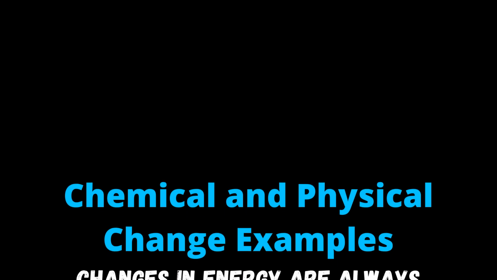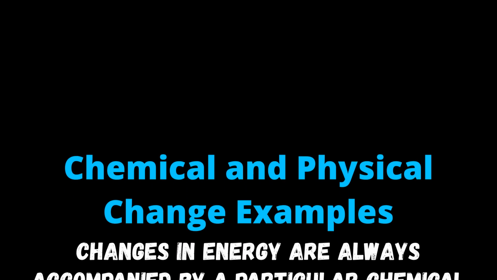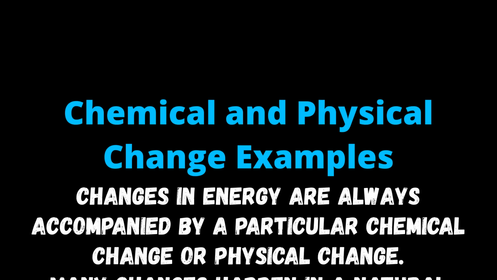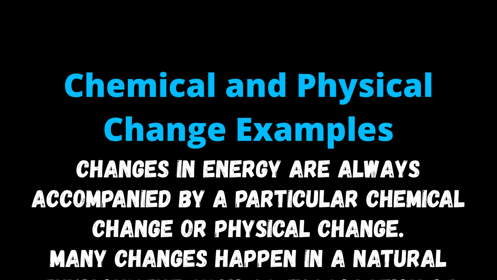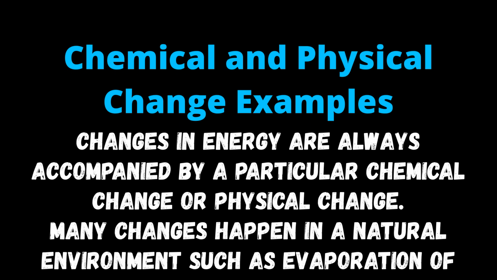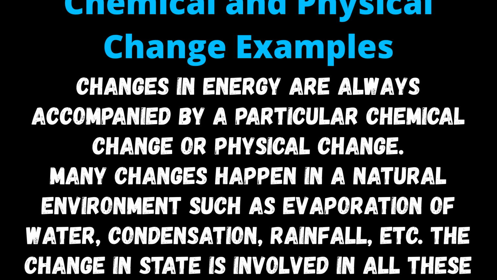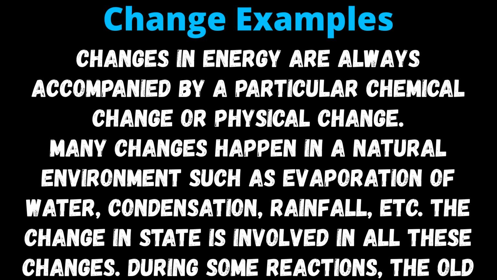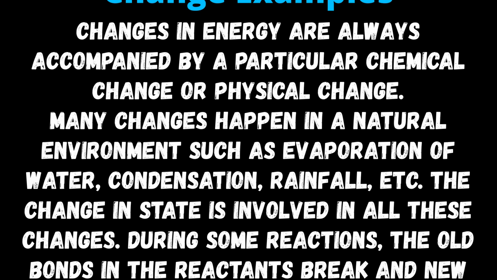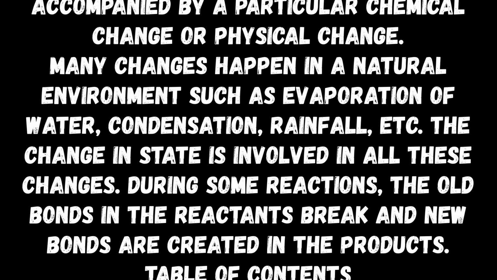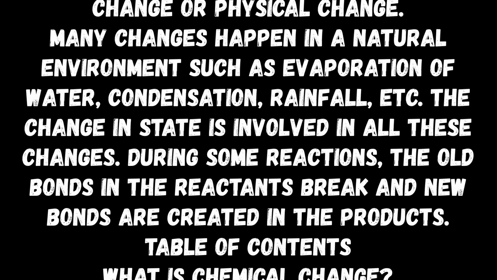Chemical and physical change examples. Changes in energy are always accompanied by a particular chemical change or physical change. Many changes happen in a natural environment, such as evaporation of water, condensation, rainfall, etc. The change in state is involved in all these changes. During some reactions, the old bonds in the reactants break and new bonds are created in the products.